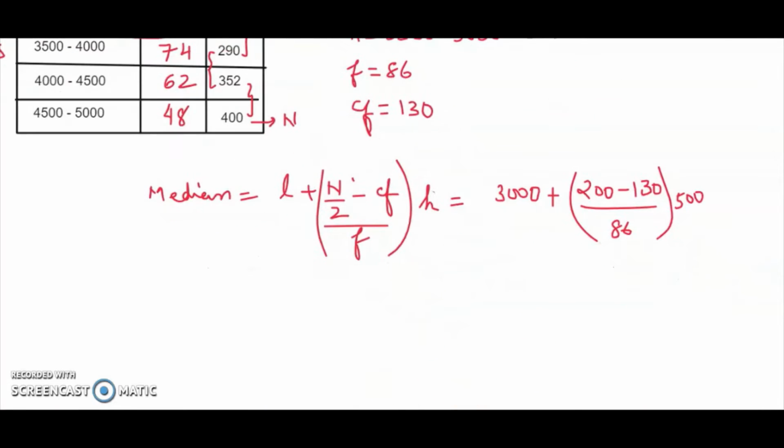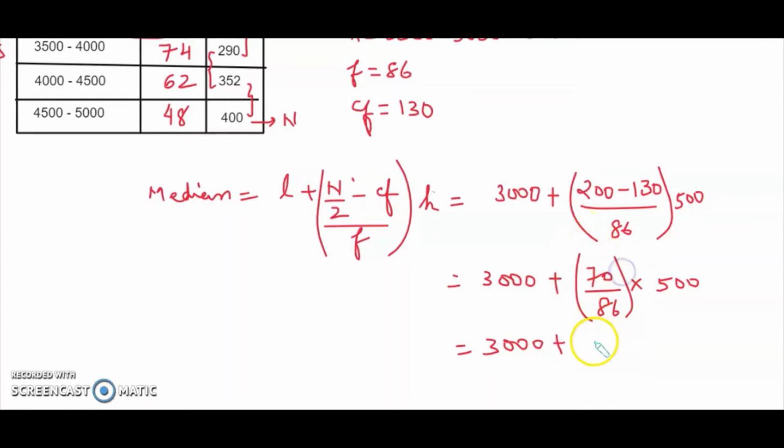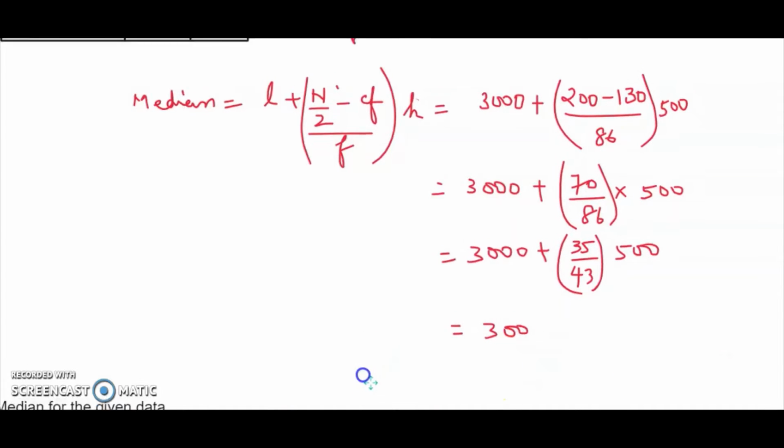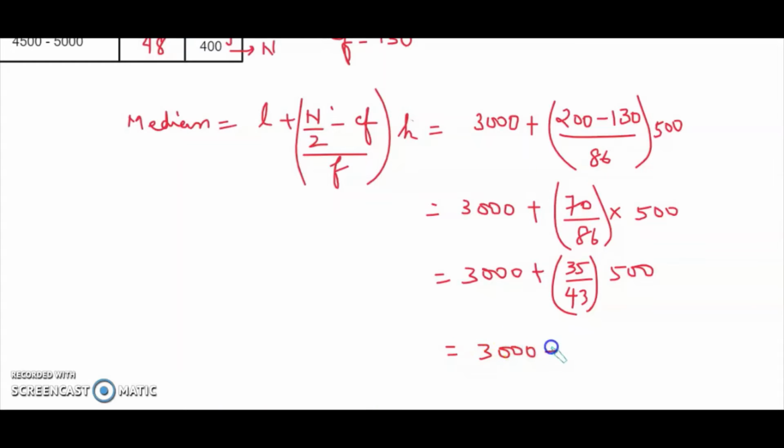Right? Let's calculate that. That will give me 3000 plus 70 divided by 86 multiplied by 500, right? That will give me 3000 plus, this will turn out to be 35 divided by 43 multiplied by 500, right? Which when we solve, we'll get 3000 plus 35 times 500 will give me a 175.